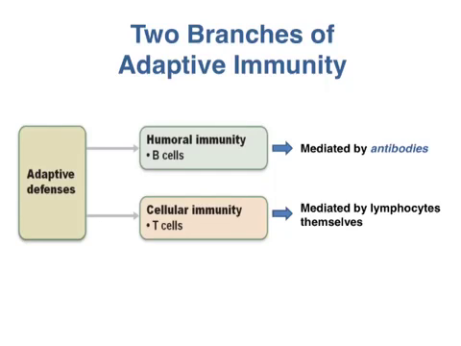Now, there are two branches of adaptive immunity to discuss, and I'll have more detailed videos on each branch. Humoral immunity is what B cells do, and that's mediated by antibodies circulating in the fluids of the body. Cellular immunity, that's what T cells do, and it's called cellular immunity because it's actually the lymphocytes themselves doing the work.